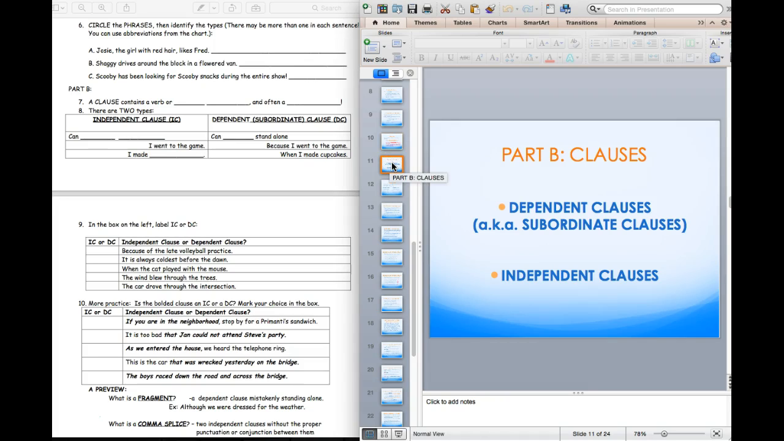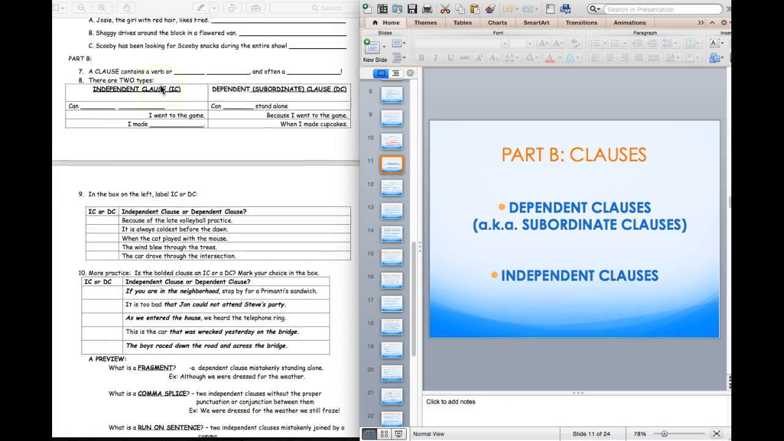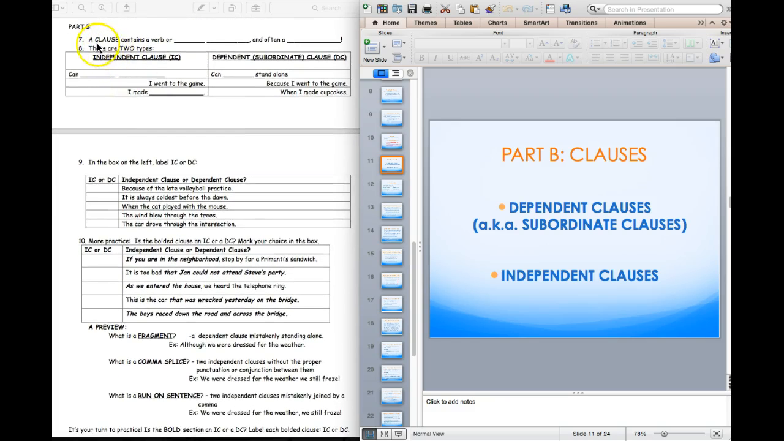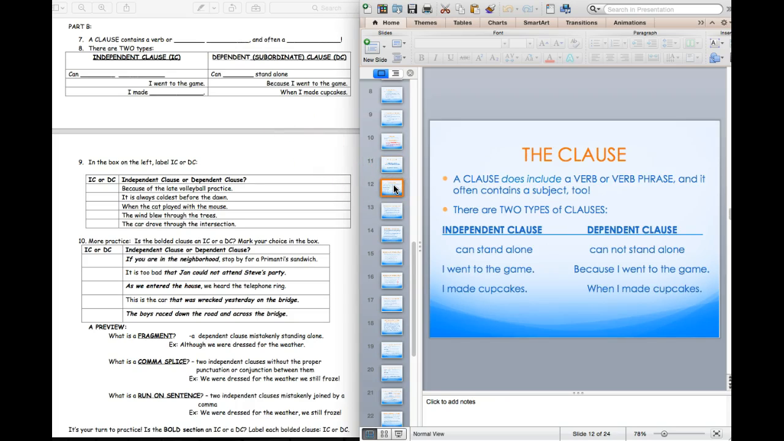Now, this is the section about clauses. The dependent clauses are also called the subordinate clauses, and then we also call them independent clauses as far as the other kind goes. So we call these a lot in class just DCs and ICs, and it just makes life a little bit easier. We're on 7 now, over on the left, and you'll be filling this part out next, number 7.